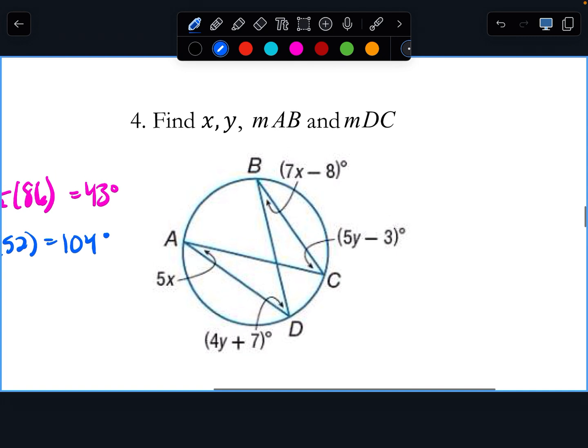Ah, terrifying. Okay, it's not bad. There's a bunch of algebra in here. Let's focus on X. Here's 5x, and here's 7x minus 8, and they share the same arc. So if this was 40, they'd both be 20. If this was 50, they'd both be 25. I don't know what the number is, but I don't care, because I can figure it out. They're equal. If they share the same arc, they're forced to be the same.